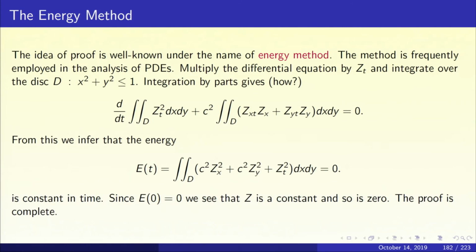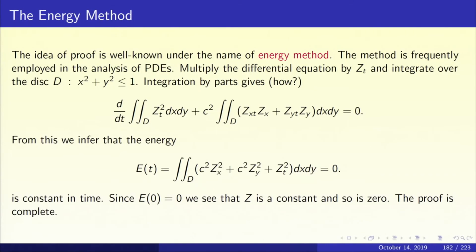When you integrate by parts, the boundary terms will cancel out, they will become 0 because of the 0 initial data and the 0 boundary data. So, we get c squared double integral over D of capital Z_xt capital Z_x plus capital Z_yt capital Z_y dx dy equal to 0. From this we infer that the energy E(t), which is the double integral of c squared z_x squared plus c squared z_y squared plus z_t squared dx dy, is constant. The energy is conserved. Constancy of energy or the law of conservation of energy.